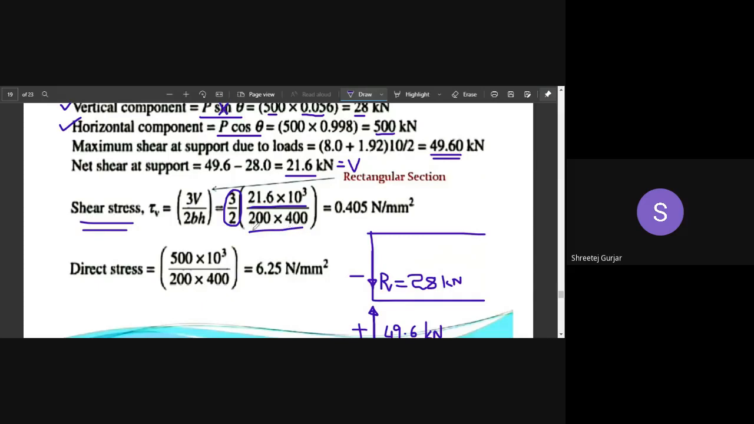That is your cross-sectional area of your beam. That is 200 into 400. So tau V we have got as 0.405 Newton per mm squared. So shear stress is calculated.